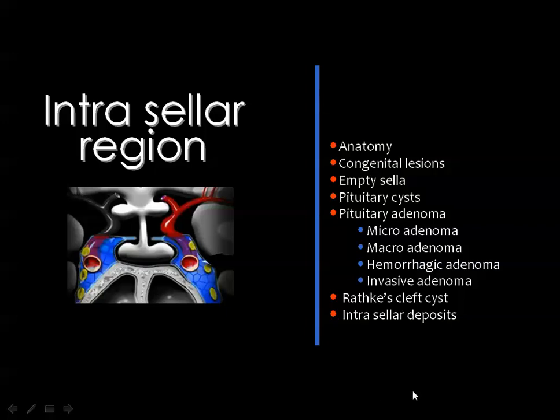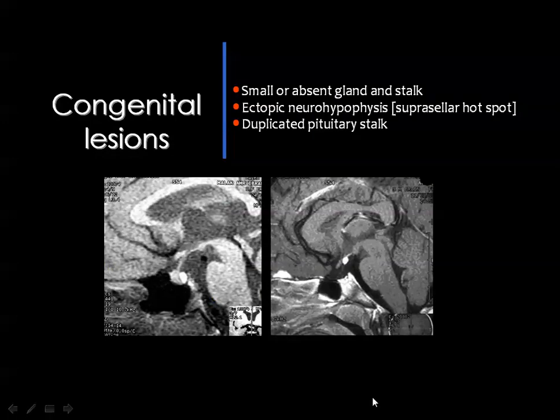Then here are the lesions which we are going to discuss. We mentioned something about the anatomy. Then we mentioned some of the congenital lesions, how to diagnose empty sella, and what about the pituitary cysts. Then what about the pituitary adenoma, microadenoma, macroadenoma, hemorrhagic adenoma, invasive pituitary adenoma, then Rathke's cleft cyst, and intrasellar metastatic deposits.